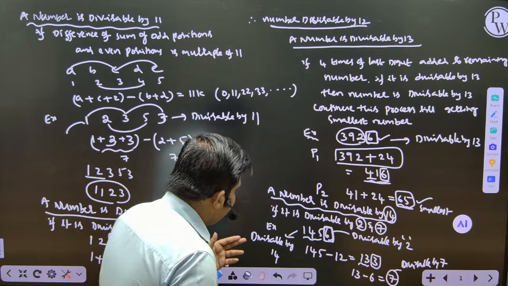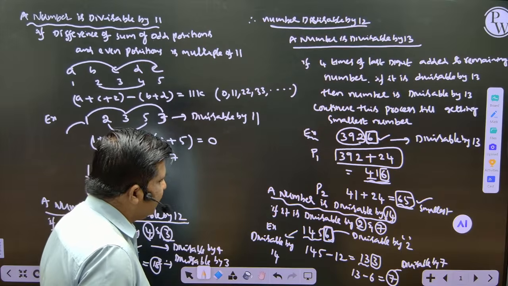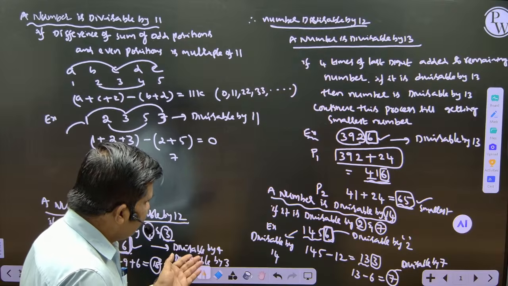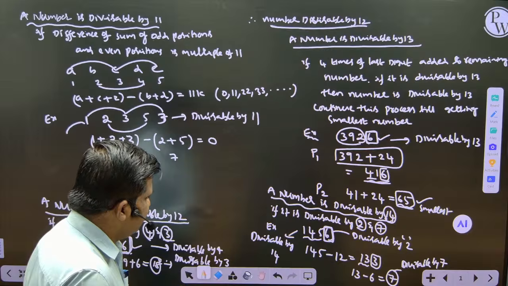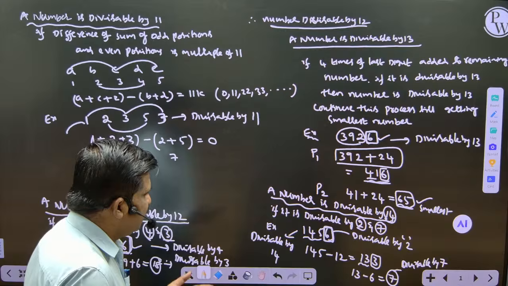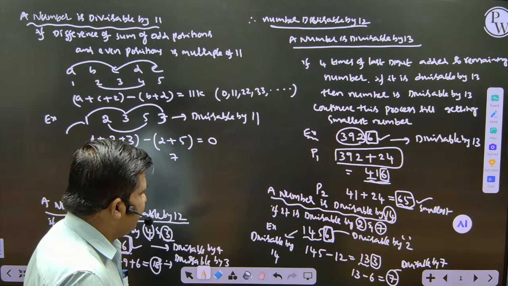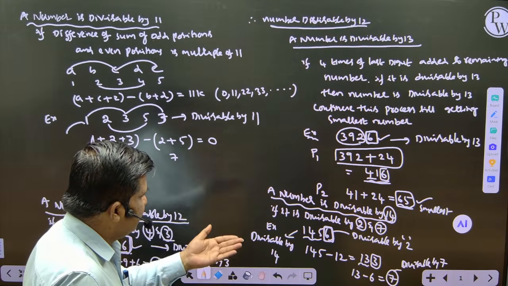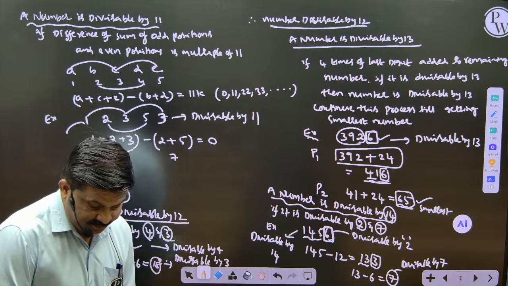For that, in 133, the last digit is 3. The remaining number is 13. So from 13 I subtracted 2 times the last digit, 6. Then 13 minus 6 is 7. So it is the smallest number. Obviously it is divisible by 7. Already we checked that it is divisible by 2 and it is divisible by 7. So obviously it is divisible by 14.